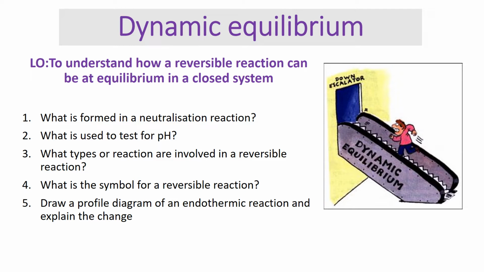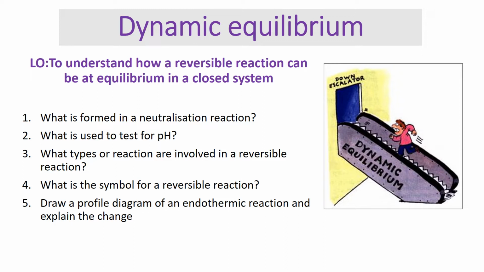So hopefully today, by the end of the lesson, you should be able to understand how a reversible reaction can be at an equilibrium point in a closed system. As you can see, there's a nice little diagram on the right, or comic strip, which talks about dynamic equilibrium. You're going to understand what is happening in that hopefully by the end of the lesson as well.